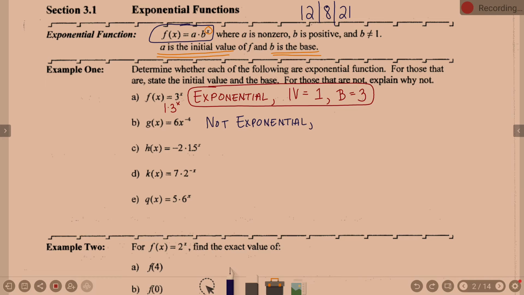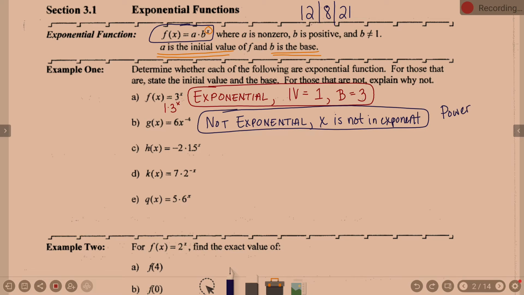Okay, this is not exponential, and my explanation is going to be x is not in exponent. Okay, if you want the reference to the test you just took, this is a power function. It's x to some power and any power but 0.